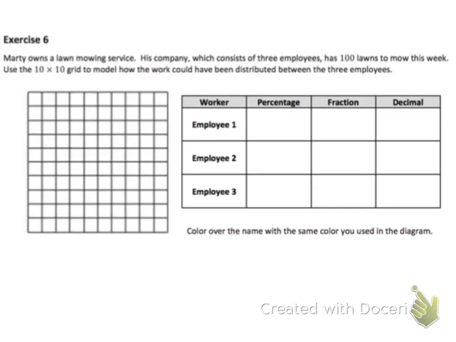Okay, here is letter C. Marty owns a lawn mowing service. His company, which consists of 3 employees, has 100 lawns to mow this week. Use a 10 by 10 grid to model how the work could have been distributed between the 3 employees. So here there are going to be way different answers because you get to pick the numbers. Right here where it says percent, you choose the numbers, make sure that they add up to 100. Okay? You have questions? Send me a message.